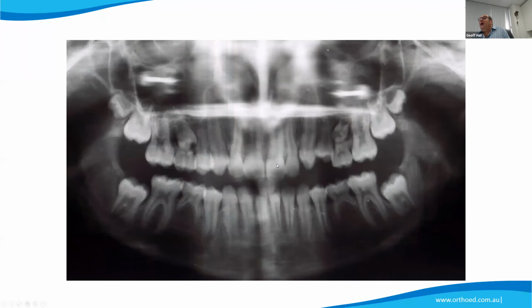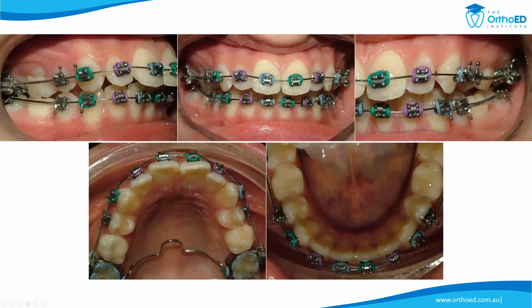The upper arch is, to me, a black and white extraction case. So now I've got to decide which teeth do I remove. Does that make sense, the thought process? Yeah. Okay. So here we are.